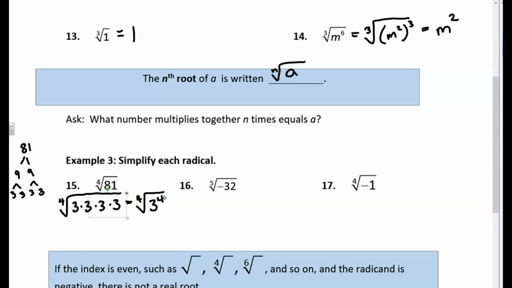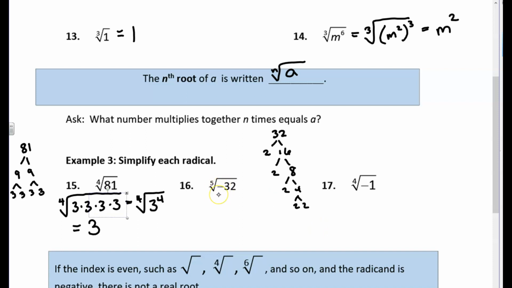Therefore, the 4th root of 81 is just equal to 3 because it takes multiplying 3 by itself 4 times to get to 81. The 5th root of 32 is similar. I'm going to go ahead and do a factor tree of 32. And I get that there are, in fact, 5 2's that make up 32.